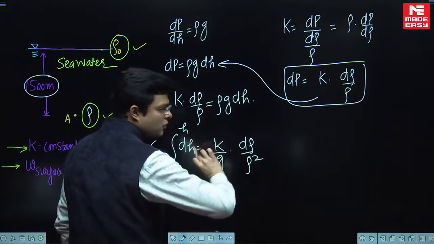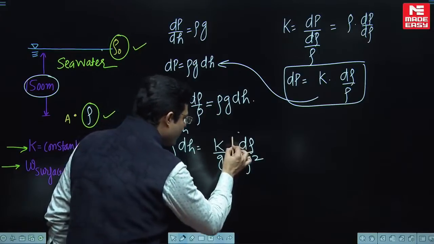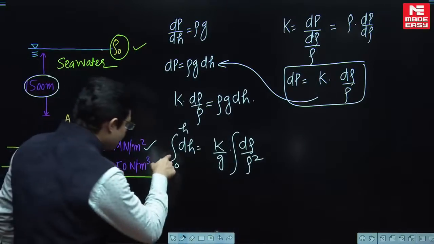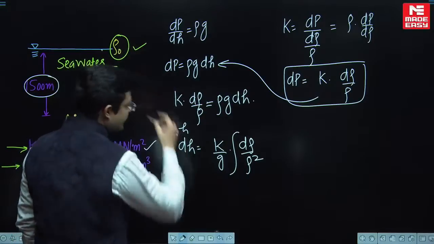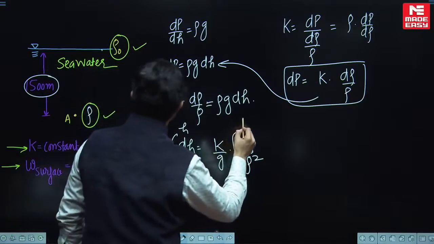K is a constant, so it can be taken out of the integral. G is a constant, it can be taken out of the integral. Only integration will happen to the density, because the density is going to change. So when the height is 0, the density is rho naught, and when the height is h, the density is rho.